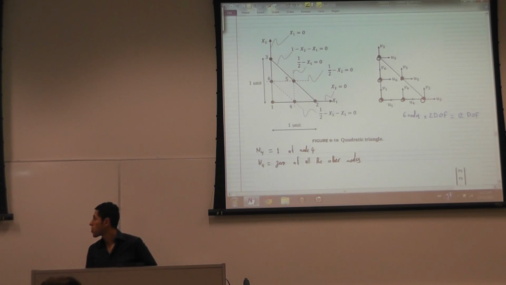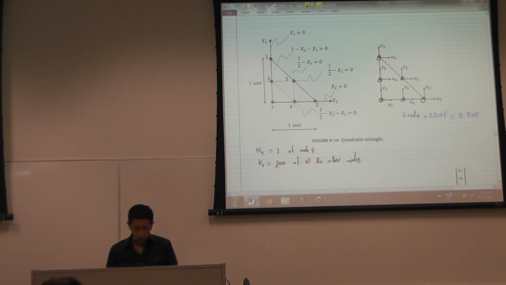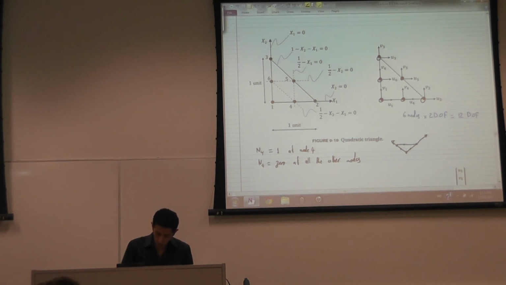N4 is equal to 1 at node 4, and N4 is equal to 0 at all the other nodes, which means if this is the element, n4 has its value equal to 1 here and 0 everywhere else. So this is the distribution of n4 over the triangle.